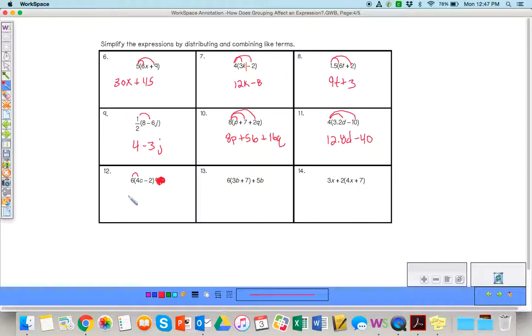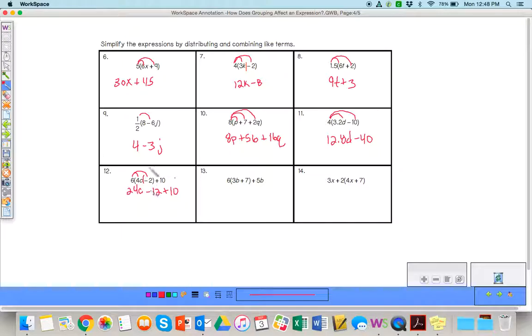6 times 4 is 24, so we have 24c. Okay, that's a -2, so we have 6 times -2, which is -12. Okay, now I'm going to erase that, and I'm going to bring this plus 10 back down. Okay, so now we can take what we learned in the last lesson where we combine like terms and we can put it in with distributing problems.